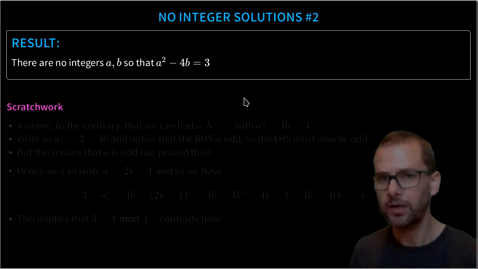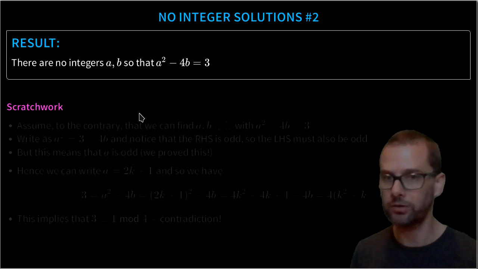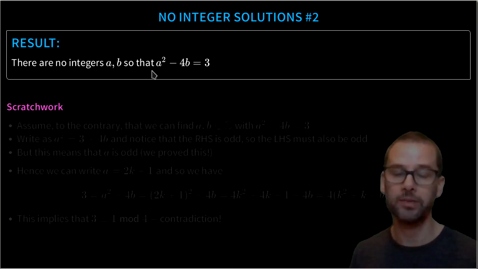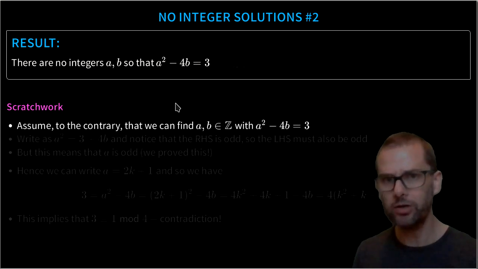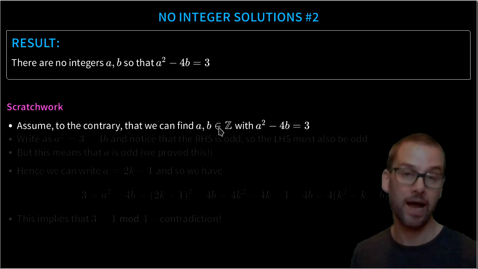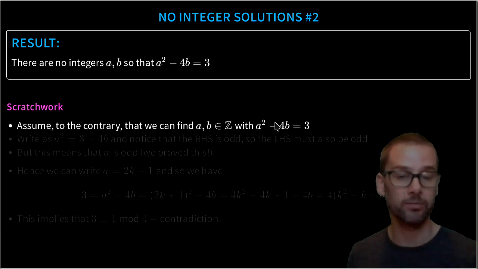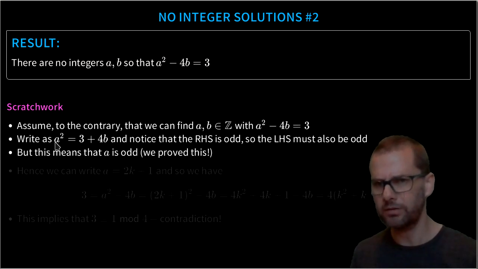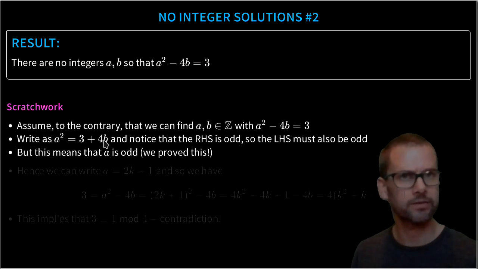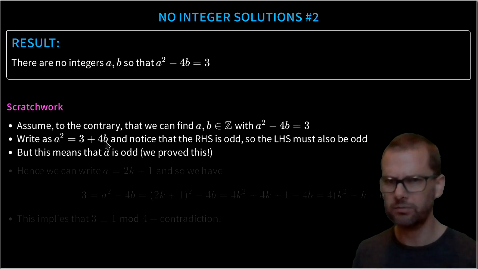Let's do another one. Another no-integer-solution example: there are no integers a and b so that a squared minus 4b is 3. Let's assume to the contrary that we can find a and b so that a squared minus 4b is 3. Let's jiggle this equation around a little bit, and we notice that a squared is 3 plus 4b. This right-hand side is odd, so a squared had better be odd.